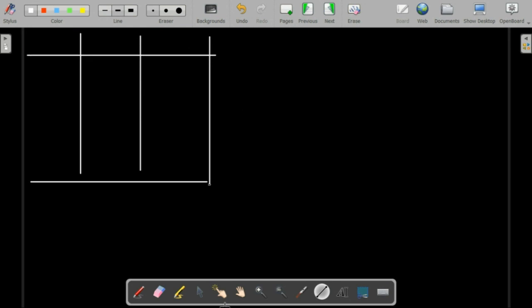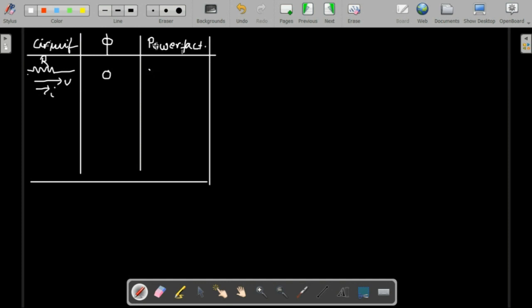So this is important actually. Sometimes you never know, there might be some objective question. Okay. Circuit, what would be the value of phi, and what would be the power factor? So if you're basically considering a resistive circuit, you can actually make a table for yourself also. You can just keep it like this. V and I are in the same direction. That means there is no phase difference. So phi is 0. That means the power factor is cos of phi, cos of 0, which is nothing but 1. Okay. So what does it mean?